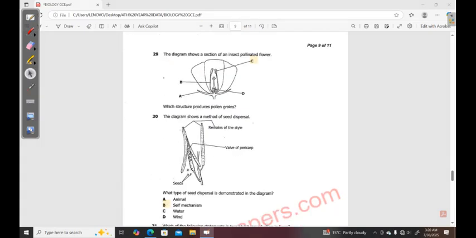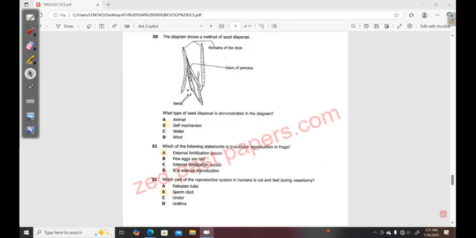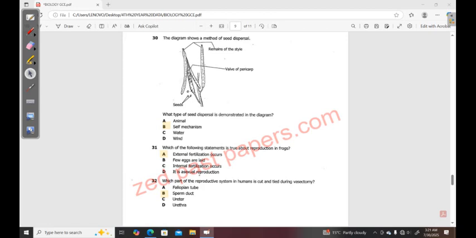29. The diagram shows a section of an insect pollinated flower. What structure produces pollen grains? So we know that pollen grains are produced by the anther, and here our answer is C, which is the anther.